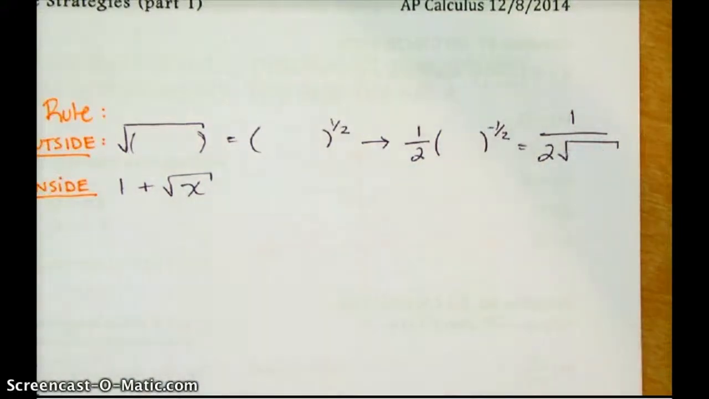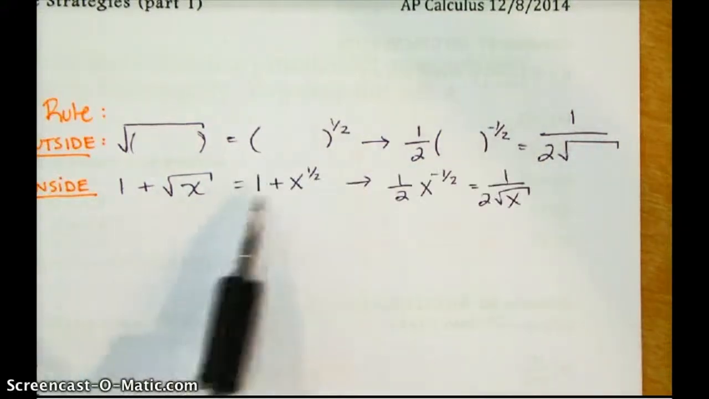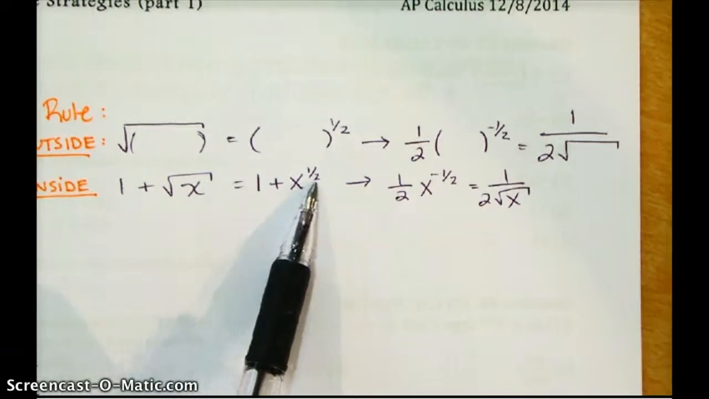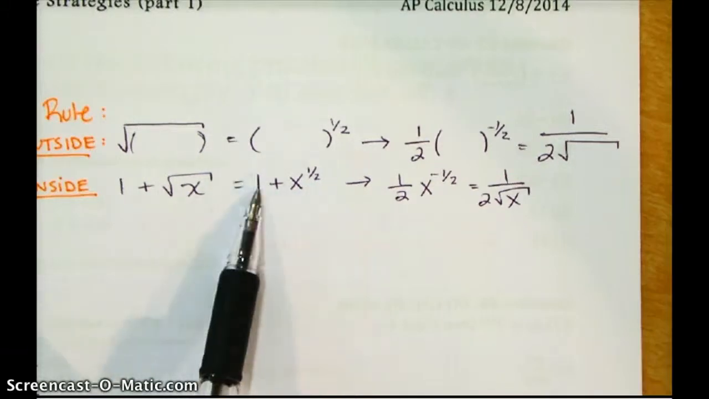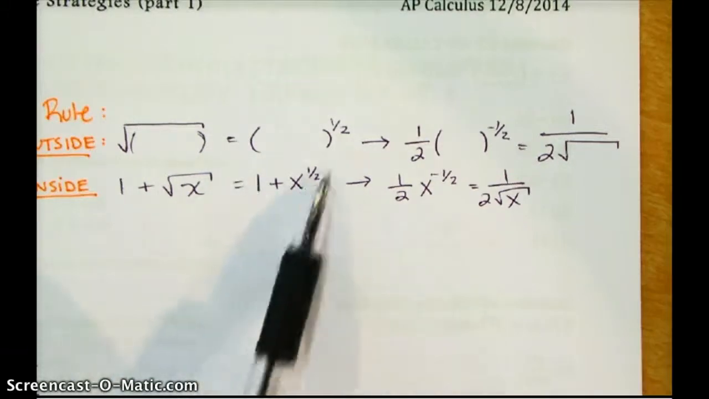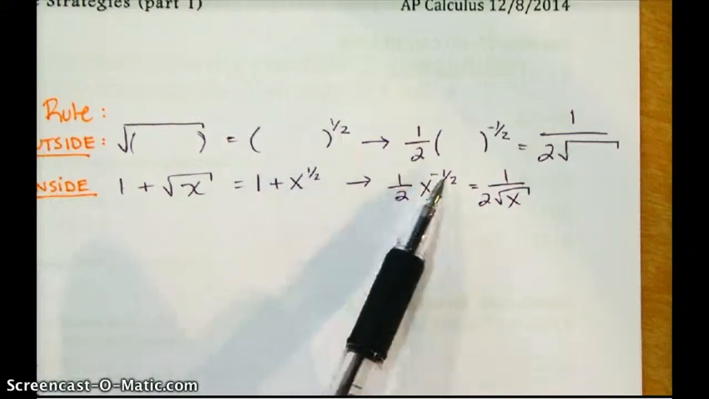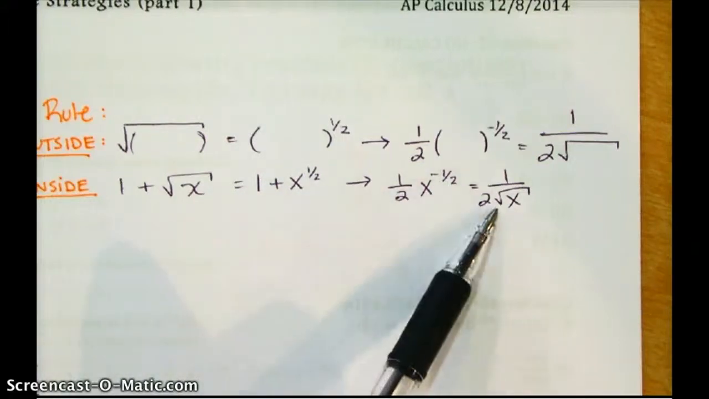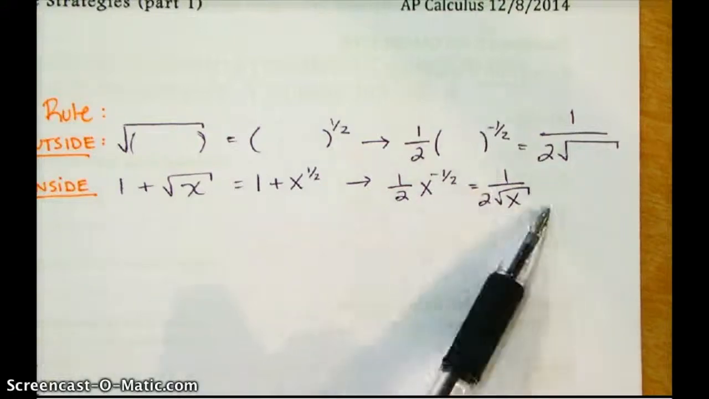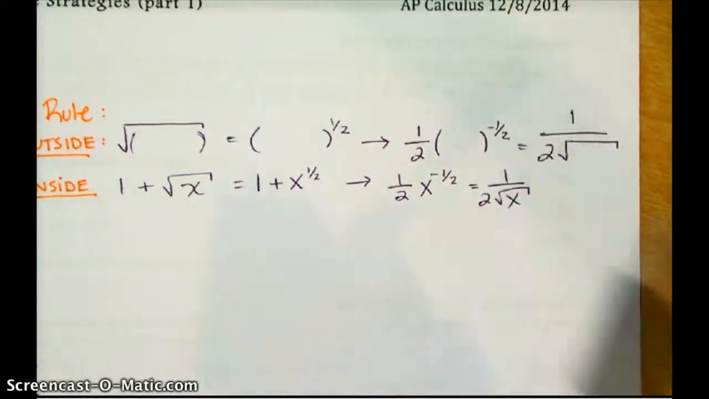Remember, the negative pulls it down, the 1/2 is why it's a root. Similarly, for the bottom function, 1 plus the square root of x is the same thing as 1 plus x to the 1/2. To take the derivative of this, the derivative of 1 is 0, goes away. And then we just use a power rule, multiply the 1/2, negative 1/2 power, turns into a square root of x on the bottom. So here's the derivative of the inside, here's the derivative of the outside. Let's set up the chain rule.